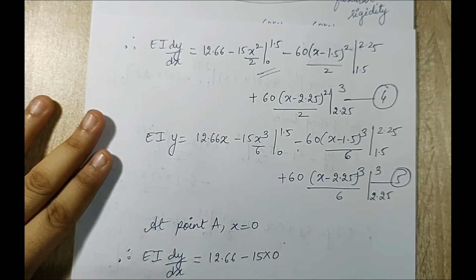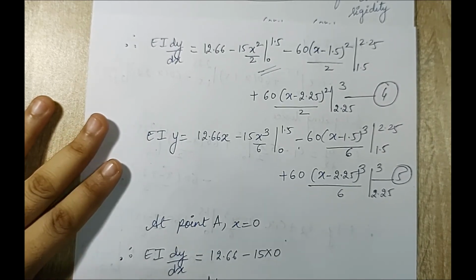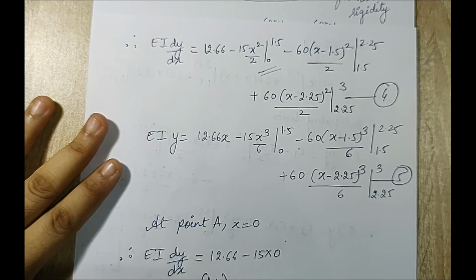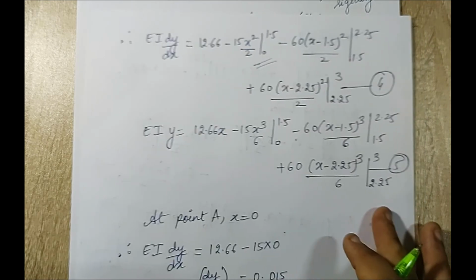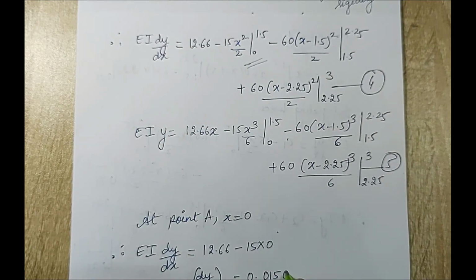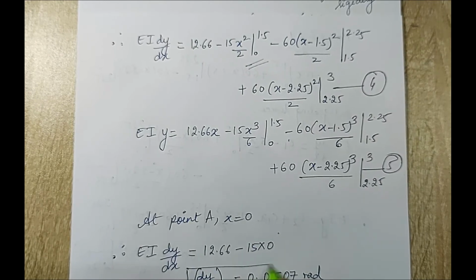Now EI value is known to me. When I substitute, I get the value of dy by dx at point A as 0.01507 radian. So this is the value that I obtain.